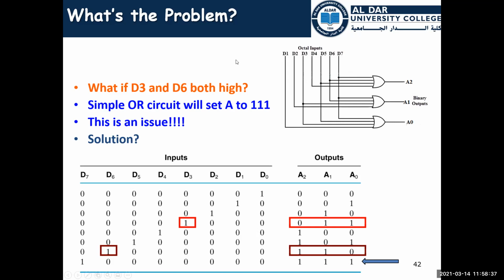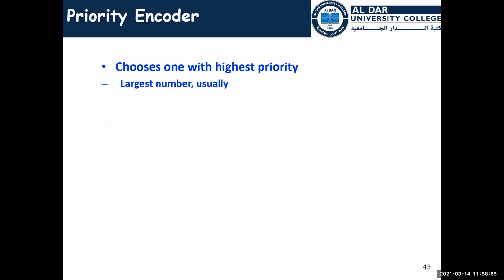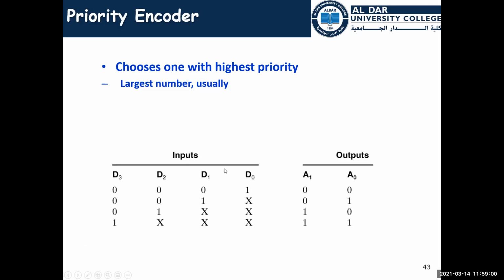Prioritize, in English, like that. How to do this priority? I want to select one of them, D6 or D3. One of them, not both of them. So I want to choose the one with the highest priority. I want to do that using this logic, which is this way. If we have D0, D2, D1, and D0 is active, D0 will have the priority.